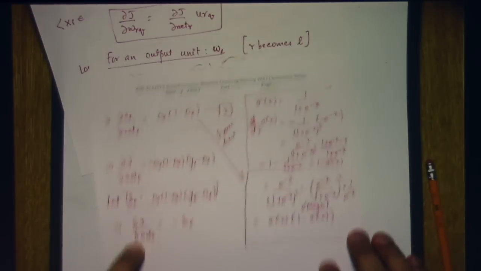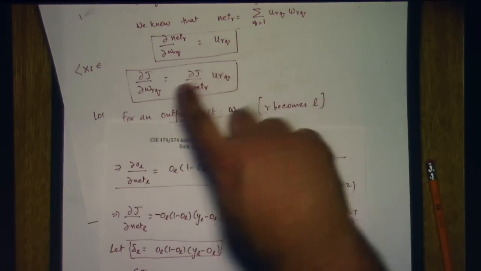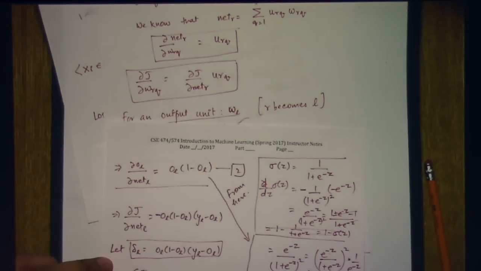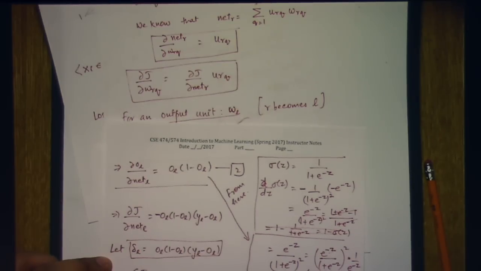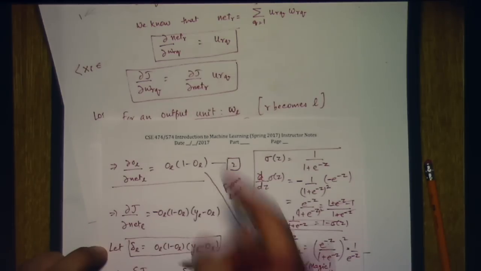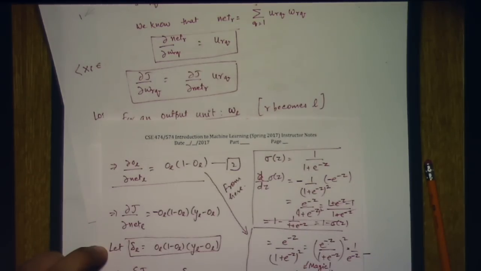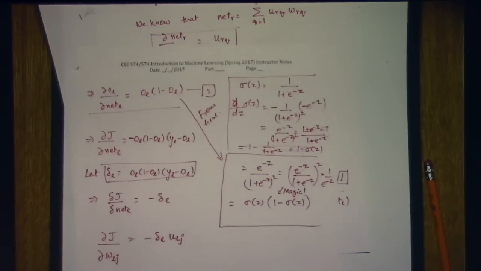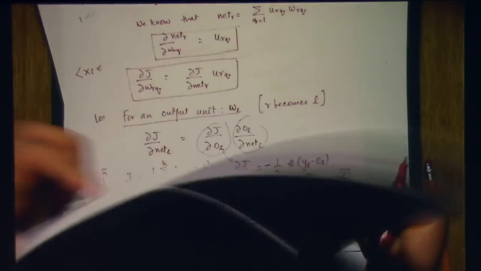Now we use this result along with the general result that we had earlier, which means that we can say the derivative of J with respect to any element inside an output node, so any LJ, is minus delta L times ULJ. We are off the screen. So you couldn't see all the magic here. Sorry. All right, here we are.